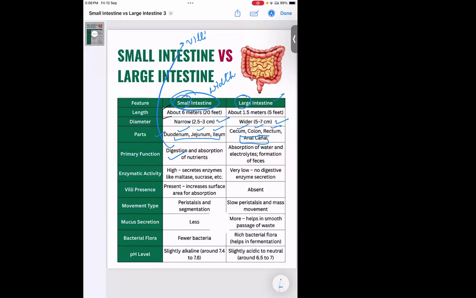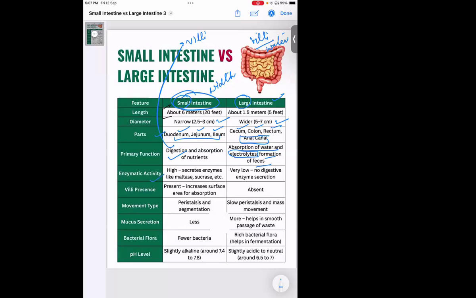Whereas in the large intestine also the villi are there. But what do they do here? Here they help in the absorption of water. So the villi in the small intestine absorb the food and nutrients, and the villi in the large intestine absorb the water. One place absorbs nutrients, and the other absorbs water. So the large intestine absorbs water and electrolytes. Electrolytes means the salts. And the formation of the feces is done by the large intestine.